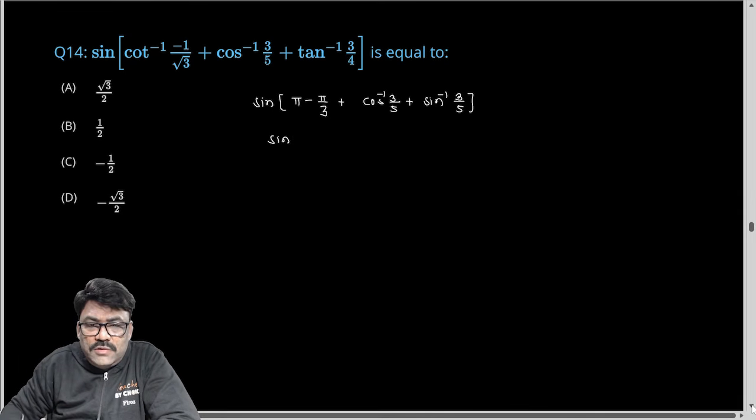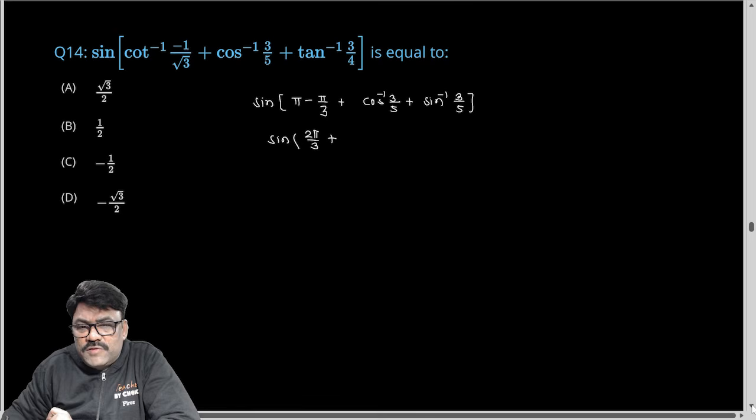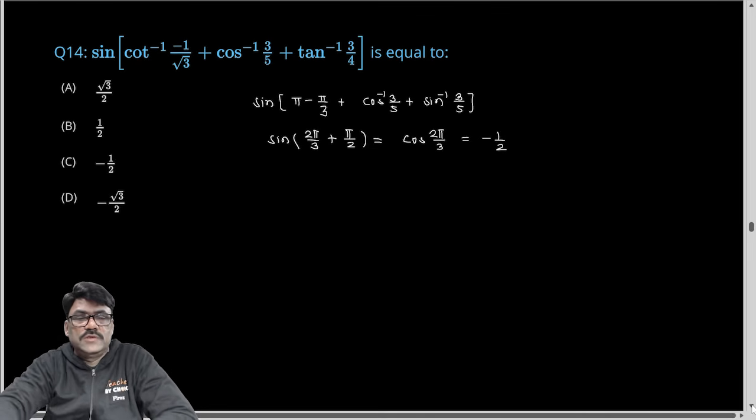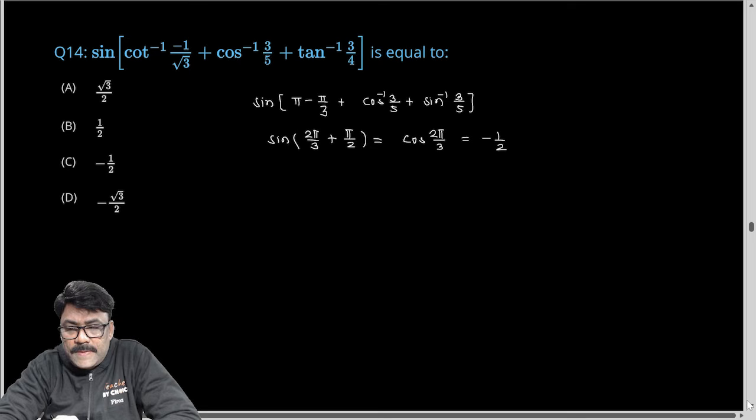Now it is sine 2 pi by 3 plus. Now you know that cos inverse x plus sine inverse x is pi by 2 always. So cos inverse x plus sine inverse x is pi by 2. So now it is sine 90 plus theta. Sine 90 plus theta is cos theta, cos 2 pi by 3. Now it is cos 120 degree, which is minus half. So minus half should be the correct answer, which is option C.